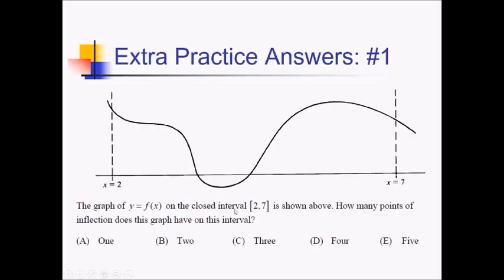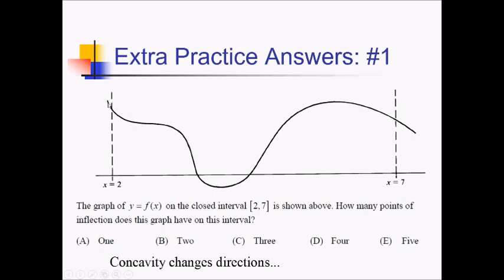For this problem, we're given the graph of f of x on an interval from 2 to 7. We want to know how many points of inflection this graph has on the interval. A point of inflection happens whenever the concavity changes from concave up to concave down or vice versa. So concavity changes directions how many times here?